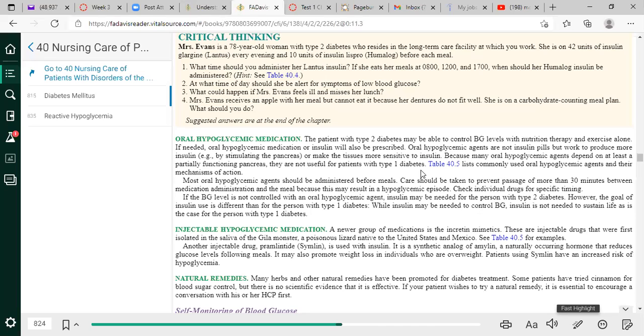Okay. Will somebody read Natural Remedies?